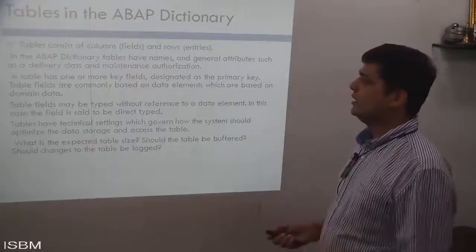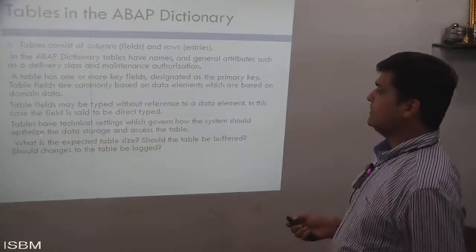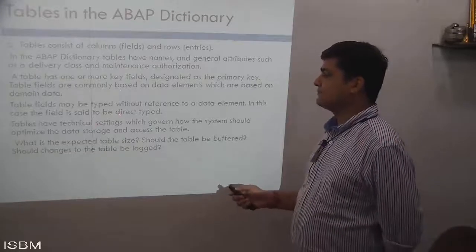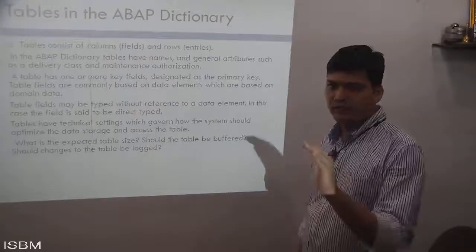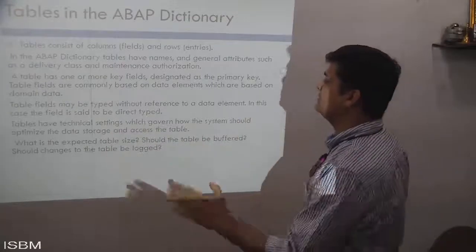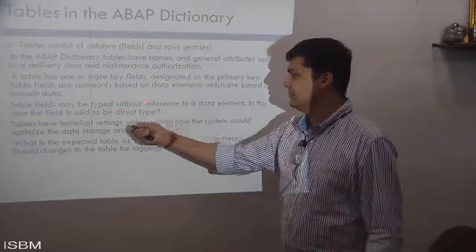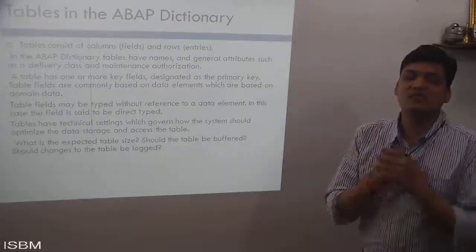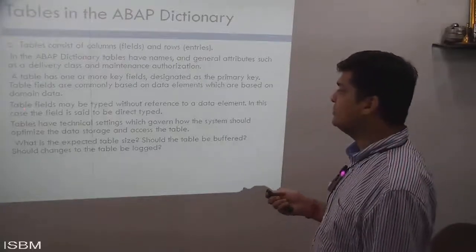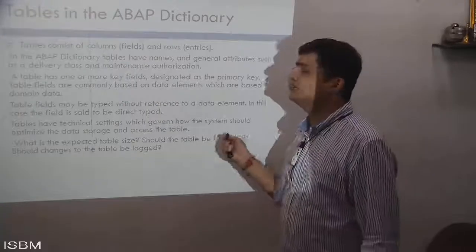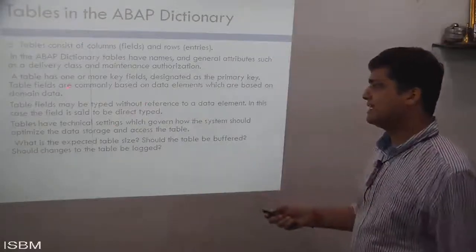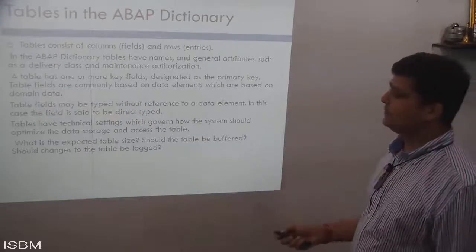We will learn this. Table fields may be typed without reference to a data element. In this case, the field is said to be a direct type. Sometimes you don't need to give a field a data element, so that time it is called a direct type. Direct type means there is no data element. So if there is no data element, that is called a direct type.